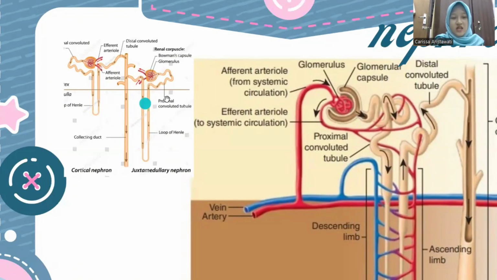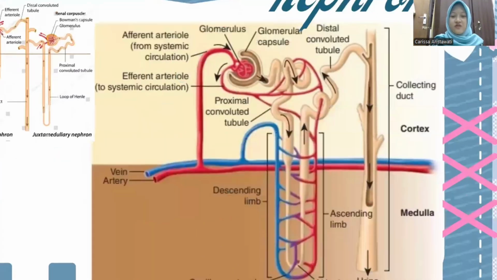Inside the kidney, there are millions of these nephrons, the main structure for filtration in the urinary system. So, how does it filtrate? First, blood from systemic circulation, which is rich with waste, will enter into the nephrons through the afferent arteriole. From the afferent arteriole, blood enters the glomerulus.